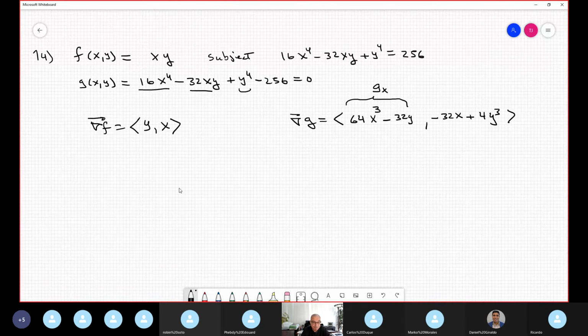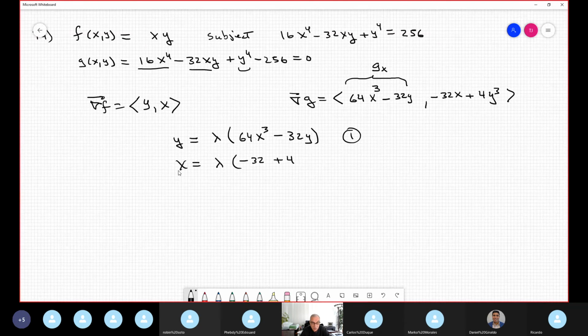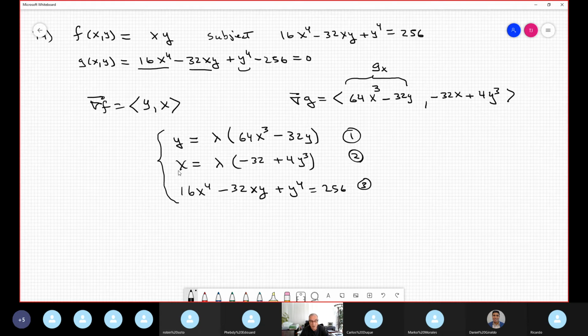And my system of equations is then: y equals lambda times (64x cubed minus 32y), equation 1; x equals lambda times (minus 32x plus 4y cubed), equation 2; and the constraint I just copy, 16x to the 4th power minus 32xy plus y to the 4th power equals 256, equation 3. And you see now, this is extremely complicated.